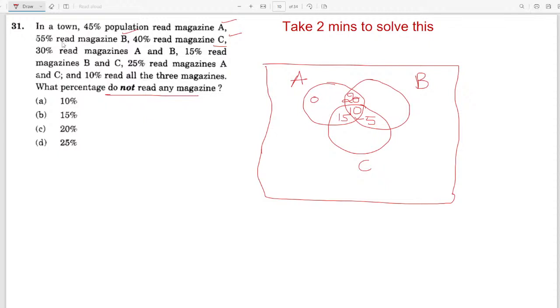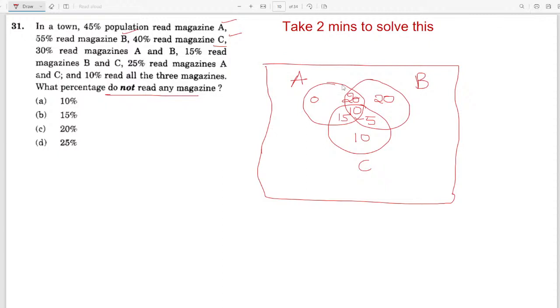And then 55% read magazine B. Magazine B, they read 55%. These three would add to 20, 30, 35. And 55 totally they read magazine B. So this would be 20. So 20 plus 20, 40. 40 plus 10 is 50. 50 plus 5 is 55. Totally 55% read magazine B. Then magazine C, 40% read magazine C. So 15 plus 5, 20 plus 10, 30. 40% read magazine C. So this is 10. I hope this is clear till now.